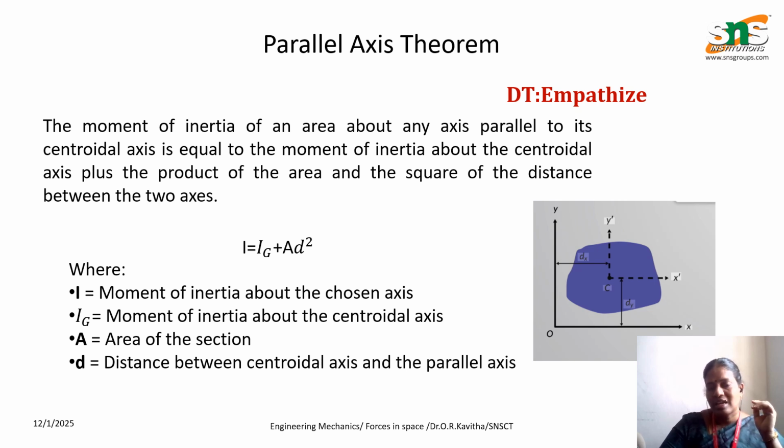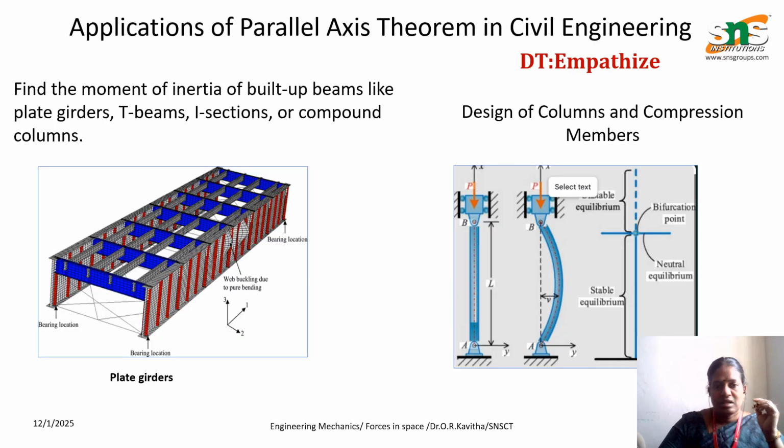So here I is the moment of inertia about the chosen axis, Ig is the moment of inertia about the centroidal axis, A is the area of the section, and D is the distance from the centroid. This is the distance about the y axis if I take it as D1, and if it is the x axis, D2. And we will see where we are using this in civil engineering.